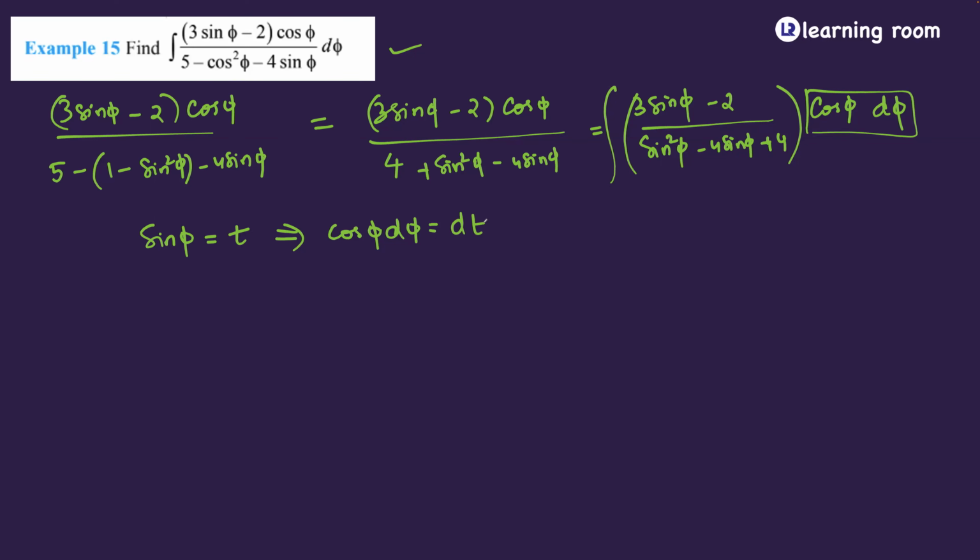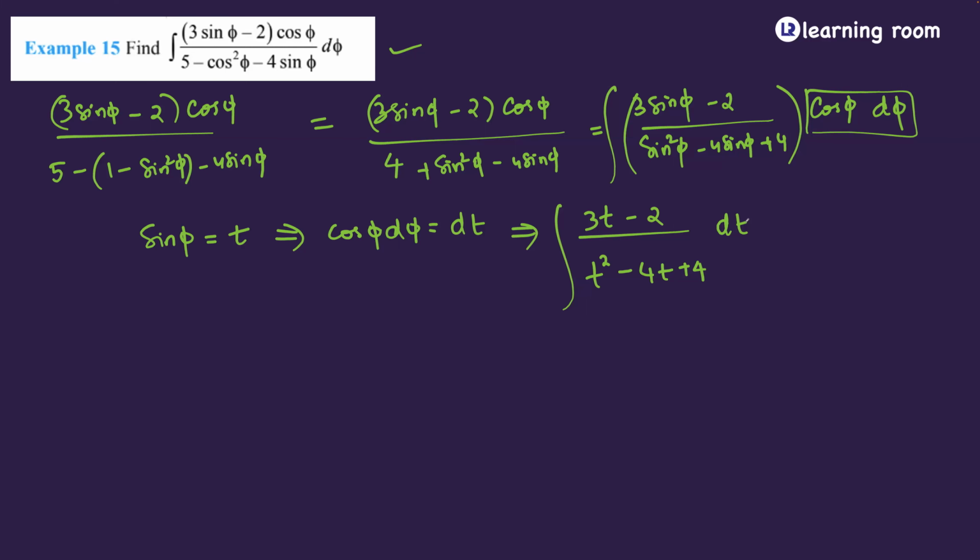And wherever sin phi is there, I'll substitute it as t. So the whole integral changes to the integral of (3t minus 2) divided by (t square minus 4t plus 4) dt. So the whole trigonometric function got converted to a rational function. Is it clear? Now it is easy to handle. It is linear divided by quadratic. Basically, the denominator is t minus 2 the whole square, if you observe.